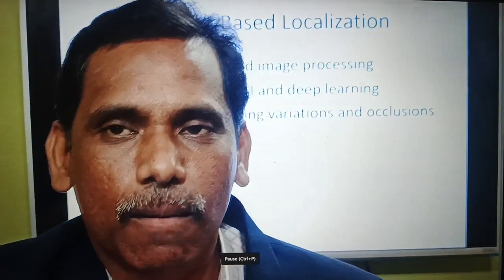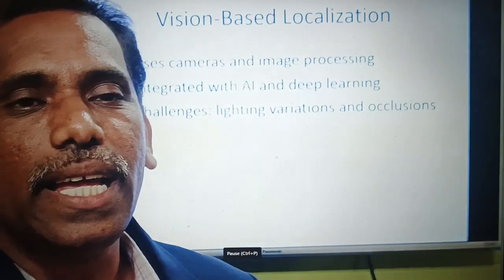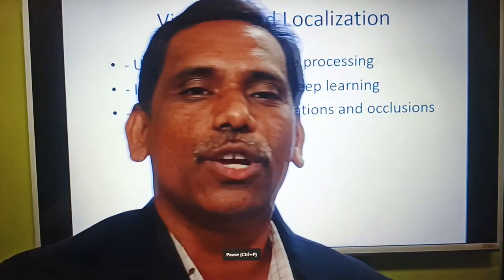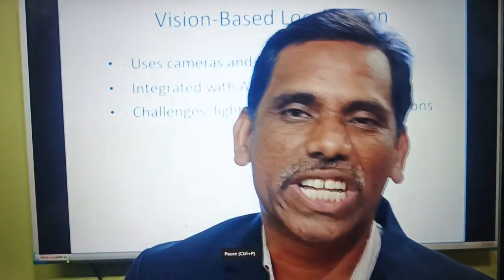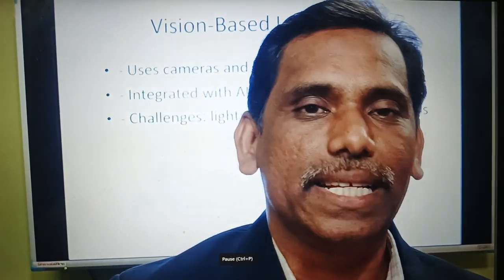So vision-based localization uses cameras and image processing techniques to determine a robot's position. These are the advantages: vision-based localization provides rich environment data compared to traditional sensors, works well in GPS-denied environments like indoors, tunnels, and caves, and can recognize objects and landmarks for precise localization.